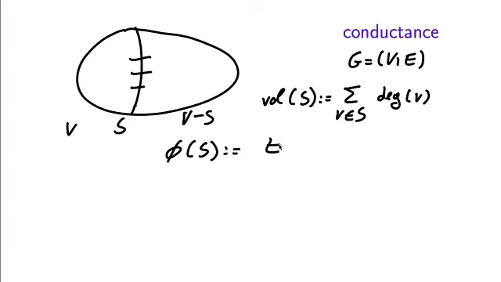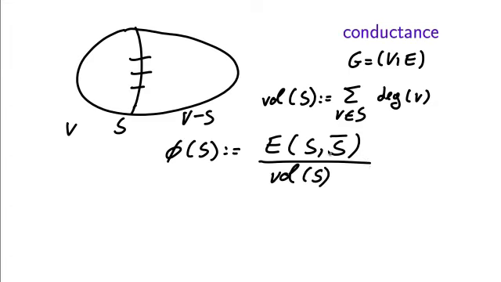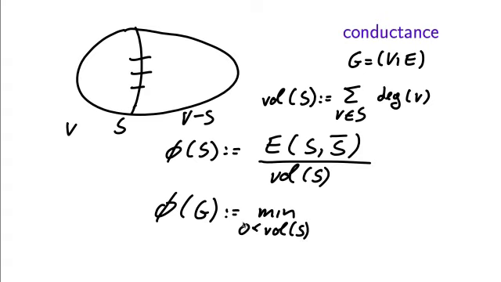So then the conductance of a set S is defined as the number of crossing edges divided by the volume of S. Notice that this is the same as the expansion if the graph is regular, because in that case this is the number of crossing edges divided by d times the cardinality of S. And then the conductance of G will be the minimum of this quantity over all the sets S for which we don't have a division by 0 here, and also such that when we look at the cut S, V minus S, S is the low volume side of the cut.